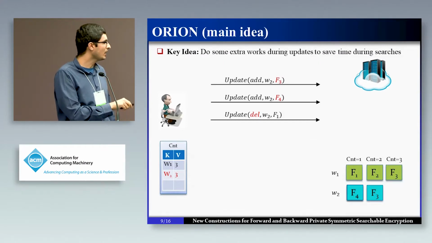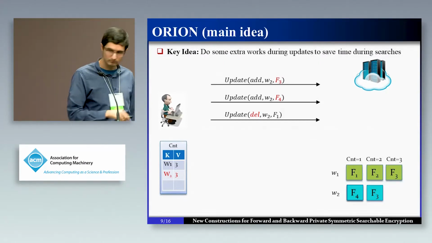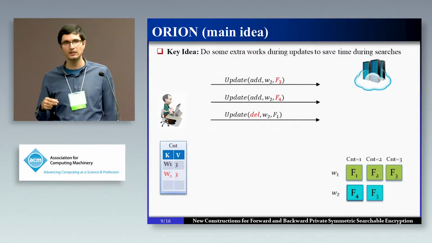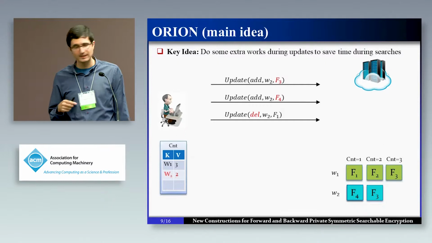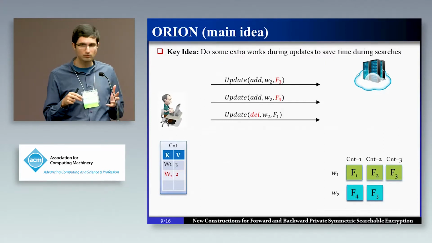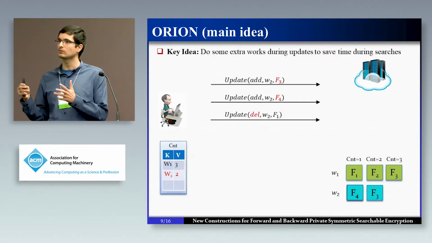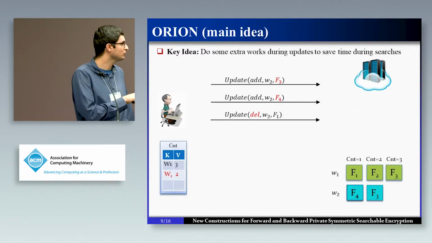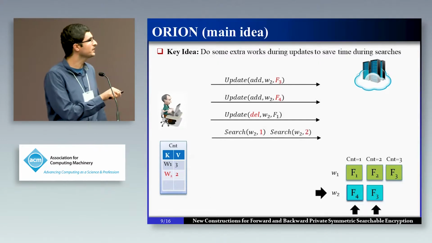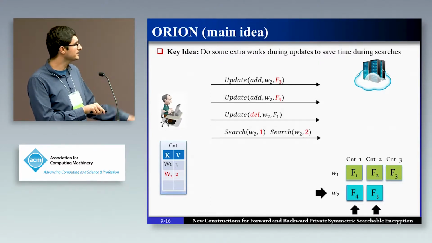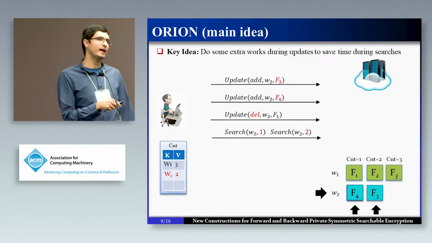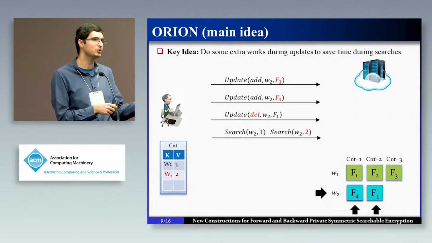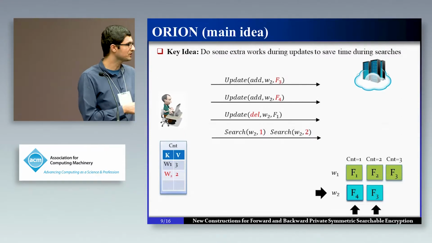Next, the client decrements the counter to 2. What is particularly useful about this way of handling deletion is that at search time, the search computation time is proportional to the number of files currently containing keyword W2. Now consider we want to search for keyword W2. The client sees the counter, which is 2, and asks the server to give back the first and second position of the corresponding list, which is W2.